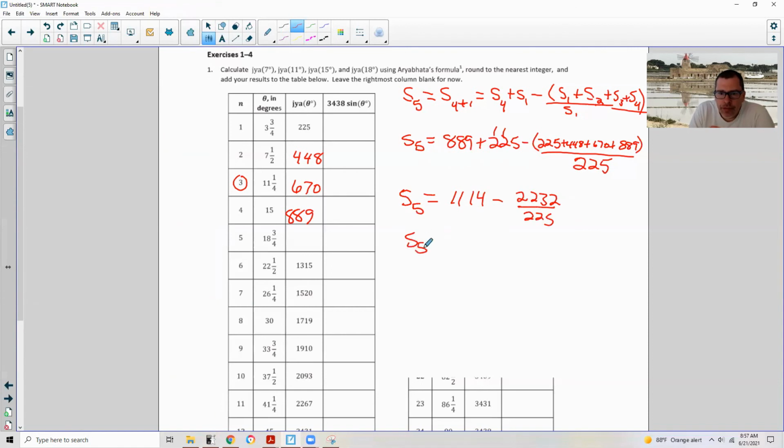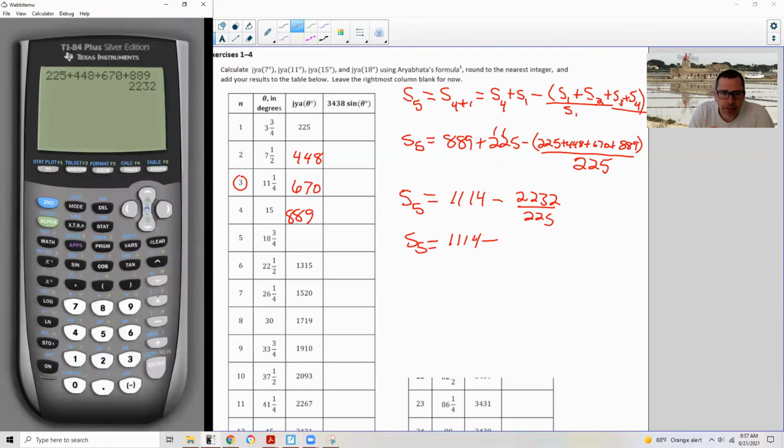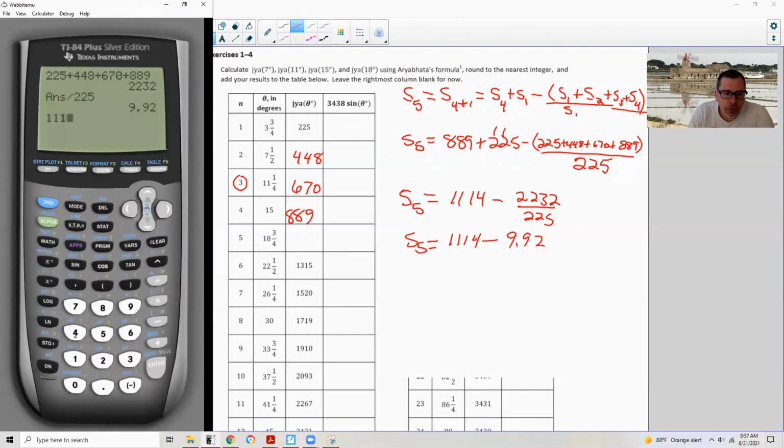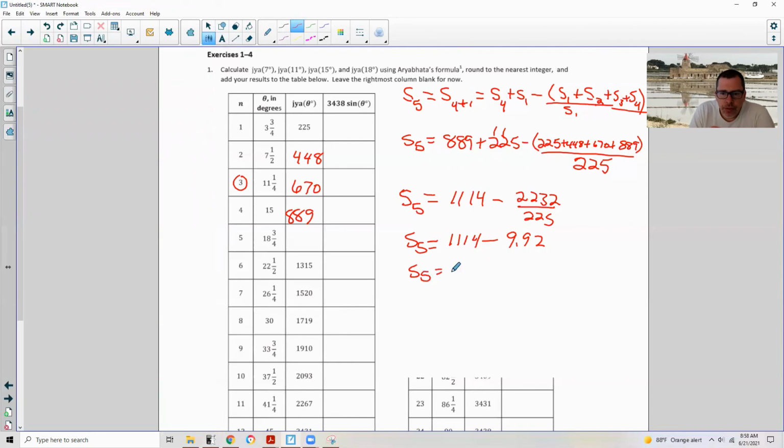So S sub 5 is going to equal 1,114 minus, and now I just hit divided by 225, and I get 9.92. Okay, so 1,114 minus 9.92 equals 1,104. So S sub 5 equals 1,104. Okay, and the teacher edition says 1105. So I'm off by 1 on each one, but according to my calculation, that's what this is.